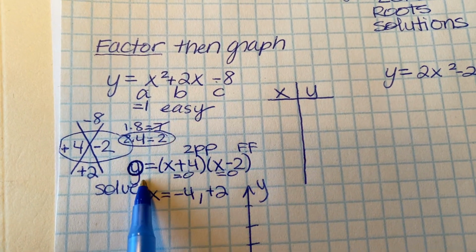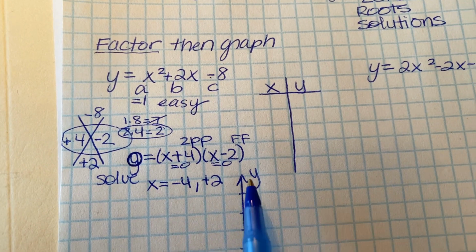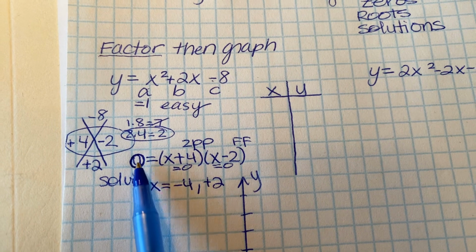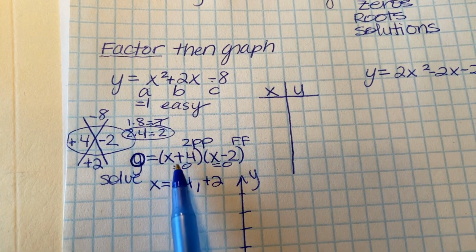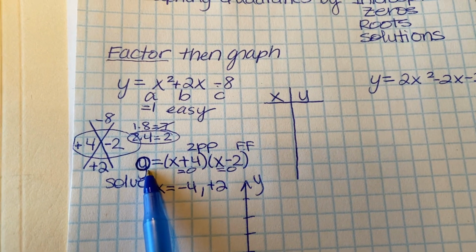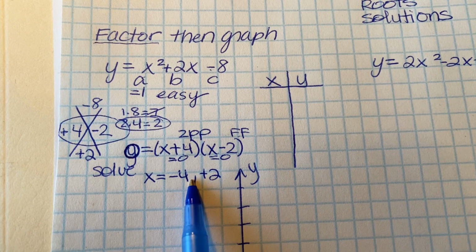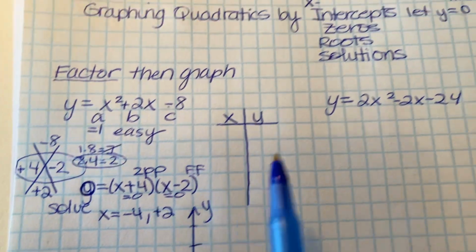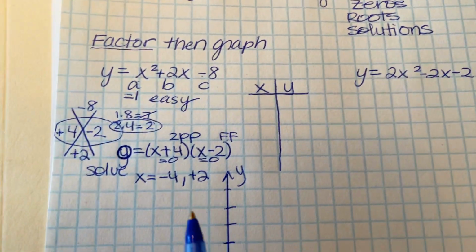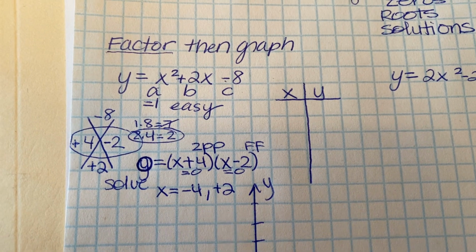I factored it. I got y equal, and here are my factors, right? My binomial product. I went ahead with the zero product property, so I let y equal 0. Perform the zero product property, so x plus 4 equals 0, x minus 2 equals 0. So that's why y turned to 0. So these numbers are my intercepts, my x-intercepts, they're my zeros, they're my roots, they're my solutions. Okay, so they're just not two numbers, they're actually very important numbers.